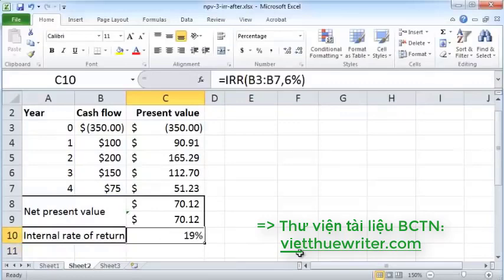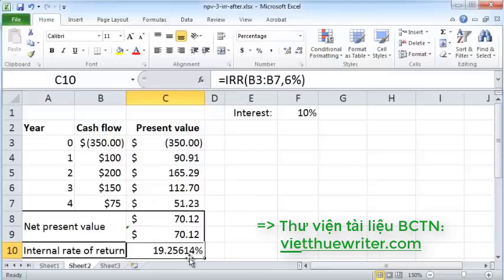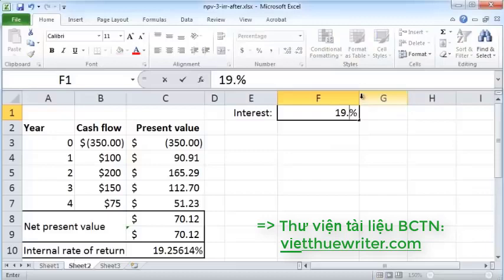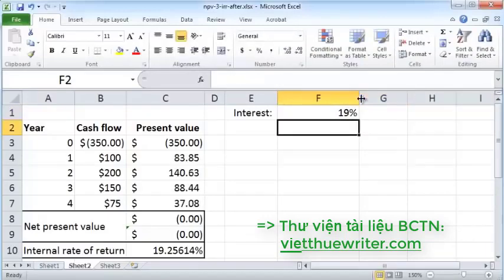And the internal rate of return is 19%. Let me actually make this show the decimals. So this is the internal rate of return. So at this interest rate, if this interest rate was 19.25614%, then the net present value would be zero. Let me see if that is the case. I'm just going to say 19.25614, and you can see that the net present value has become zero.